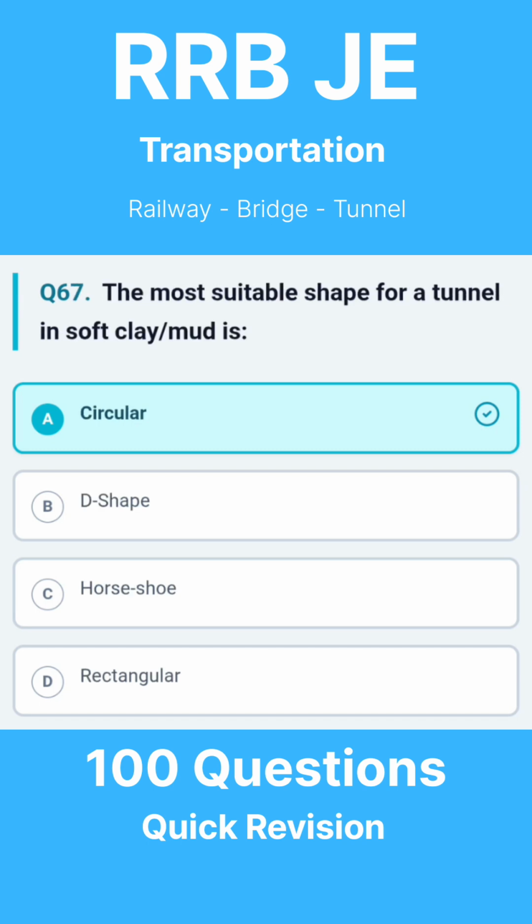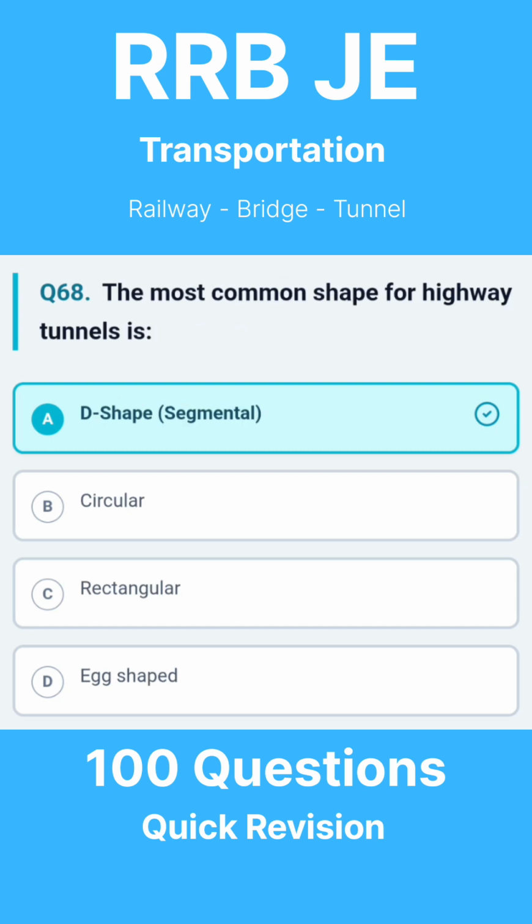Question 67. The most suitable shape for a tunnel in soft clay/mud is? The correct answer is circular. Question 68. The most common shape for highway tunnels is? The correct answer is D-shaped, segmental.